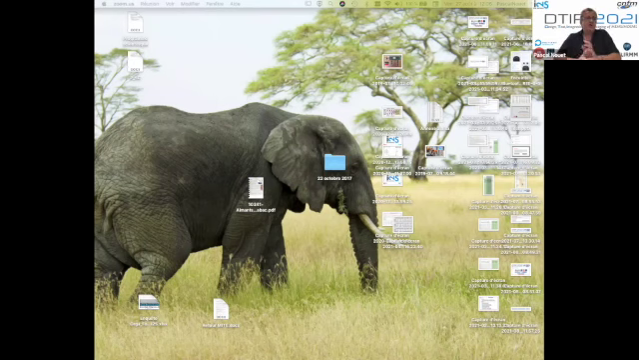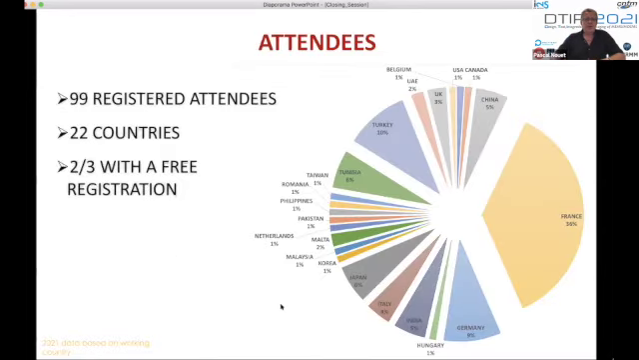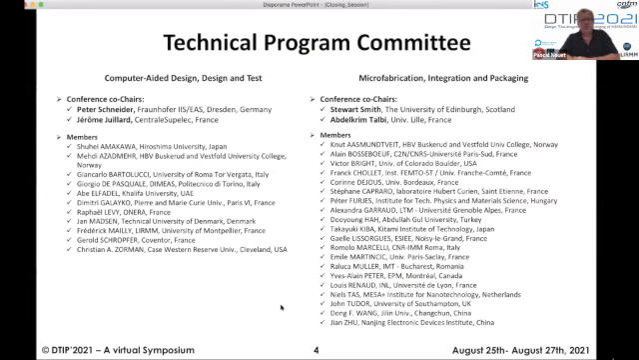This closing session is, of course, a place to acknowledge all the people that allowed us to be here for 3 days. The acknowledgements go to the 4 co-chairs of the conference, Peter, Jérôme, Stewart, and Abdelkrim. Also, all the members of the technical program committee that reviewed the submissions and made the selection of the papers that have been presented for the 3 days.